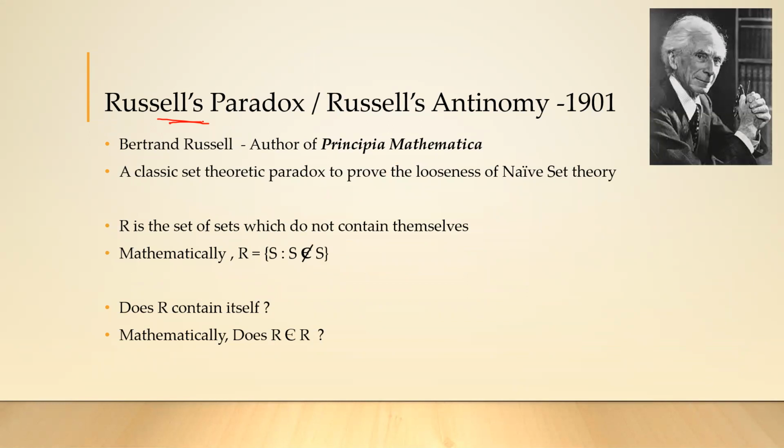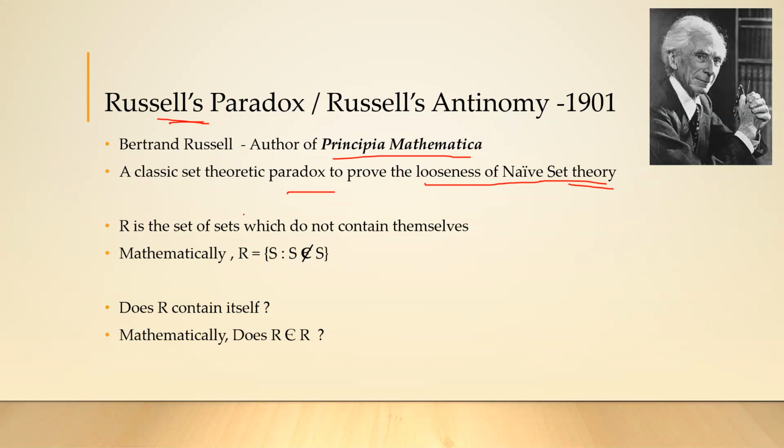Bertrand Russell was a very famous mathematician. He is the author of Principia Mathematica, which is the foundation of mathematics. Now, he came up with a theory to prove the looseness of the naive set theory. Okay, so he came up with a proof telling that the naive set theory comprehension principle isn't a solid principle. There are some problems in it, and it doesn't hold.